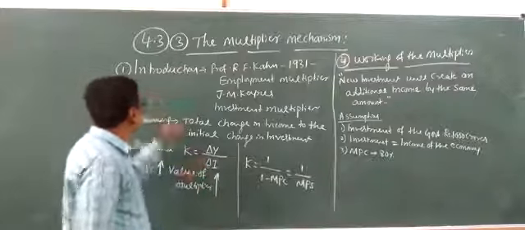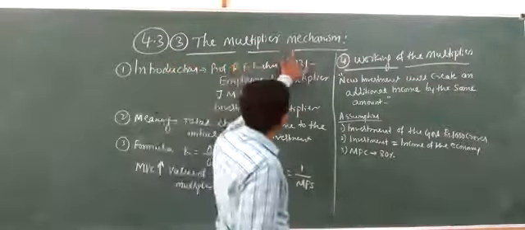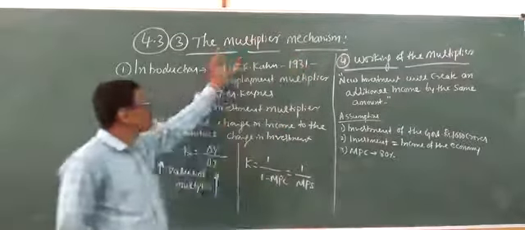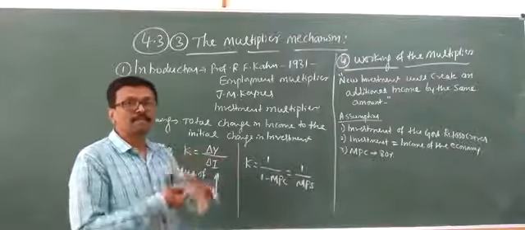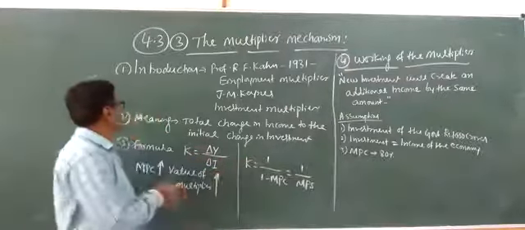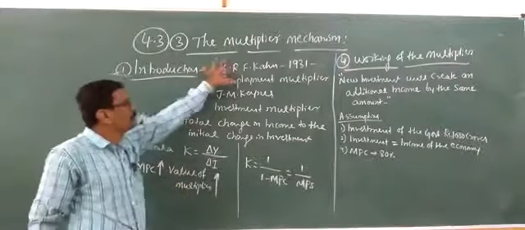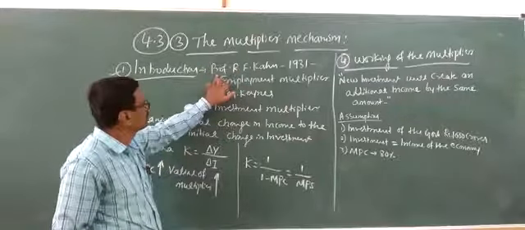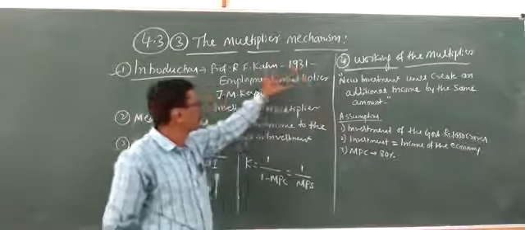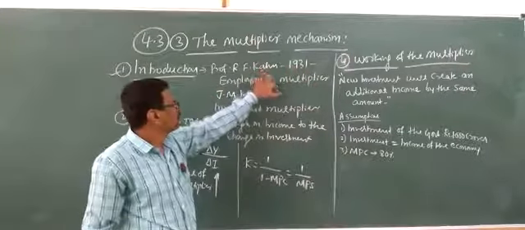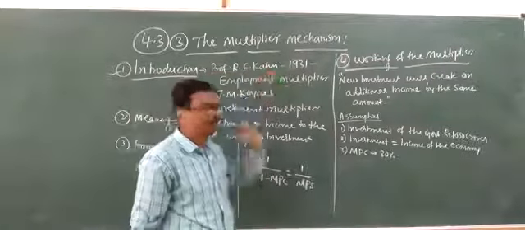Today we will learn a new concept, 4.3, the multiplier mechanism. The multiplier mechanism mainly refers to multiplication: whatever the income is, it is multiplied in the real economy. Let us take the first one, introduction. The multiplier concept was first introduced by Professor R.F. Kahn in the year 1931, as the employment multiplier.